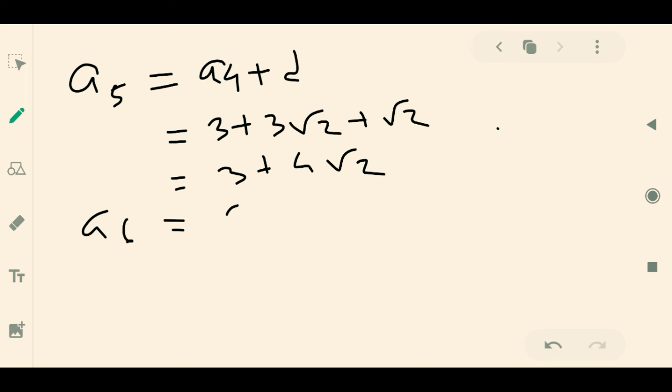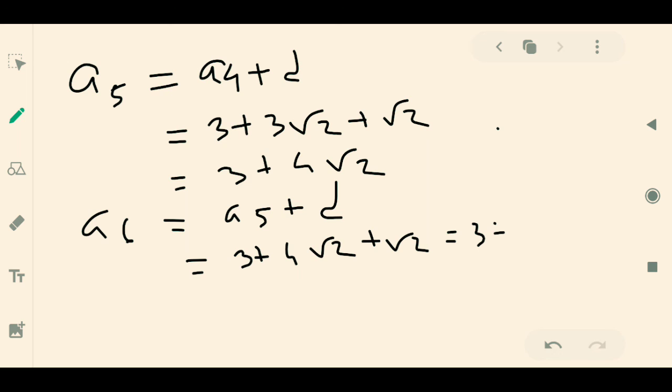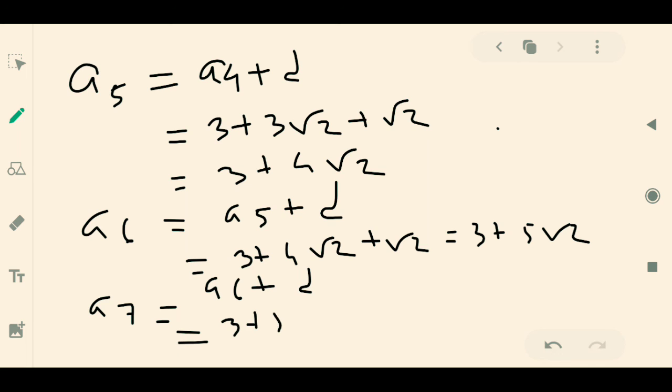A6, that means we can write A5 plus D also. A5 is 3 plus 4 root 2. Then plus root 2, it is 3 plus 5 root 2. Then A7 is A6 plus D. A6 is 3 plus 5 root 2, and the common difference is root 2 only. So 3 plus 6 root 2.